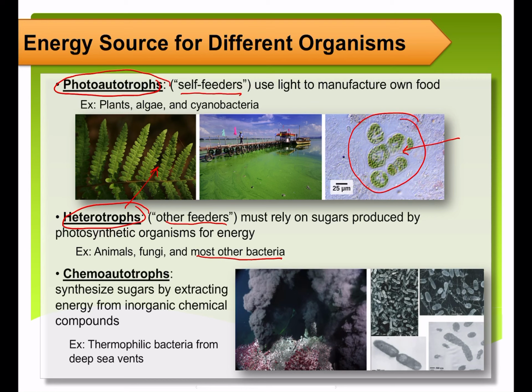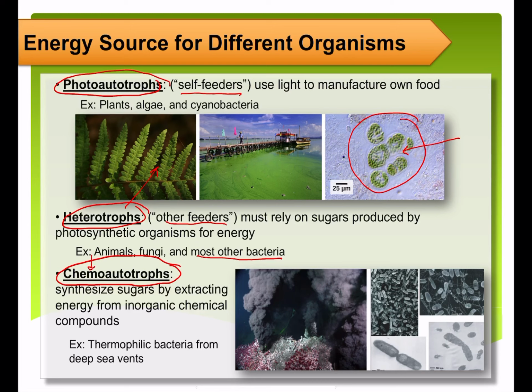The last type of feeders are also cell feeders, but they don't use sunlight as an energy source to make food. They use chemicals to make food, and hence they are called chemoautotrophs. That's why they're called chemoautotrophs, because they use chemicals; the prefix at the beginning tells you what they use for food. They can make sugars by extracting energy from inorganic chemical compounds.